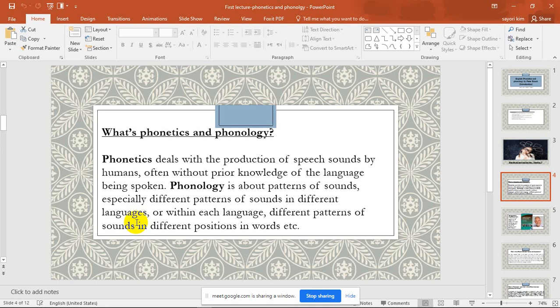Both are ra sounds. But in Arabic it is different from English, and in French it is pronounced gha. In French it is pronounced also differently. So we need to study the patterns of sounds in different languages. That's why the existence of phonology appeared.